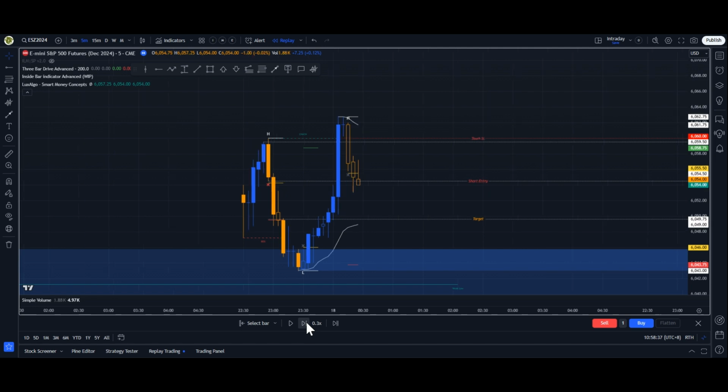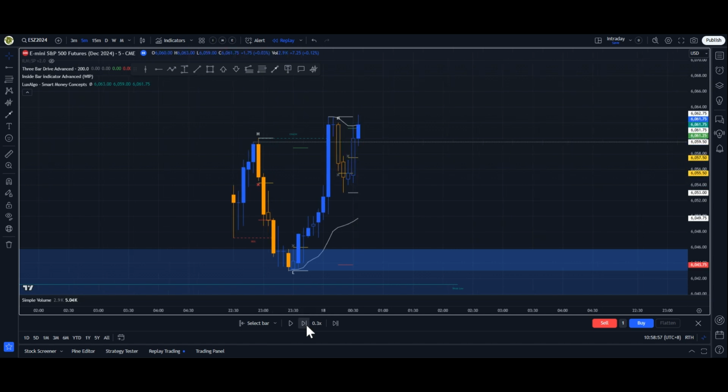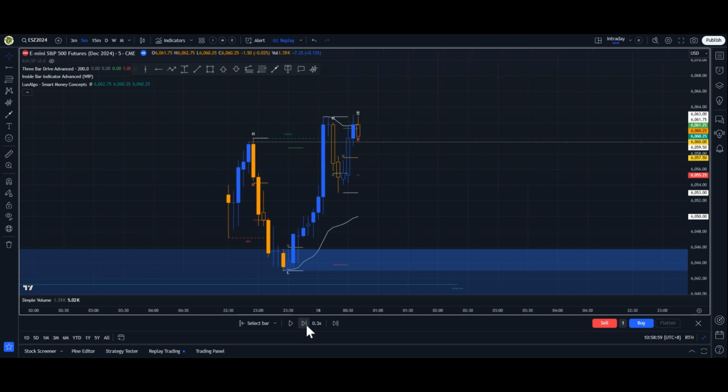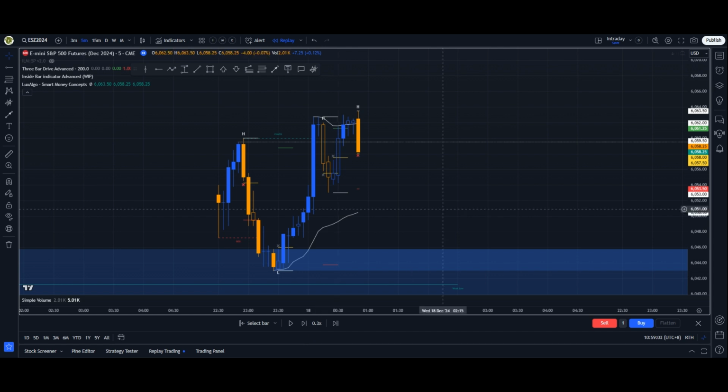The market continued and kind of stalled. So we'll remove this because that trade is already over, just to keep the chart clean. So now it continued, continued, continued, and again a new signal got printed.